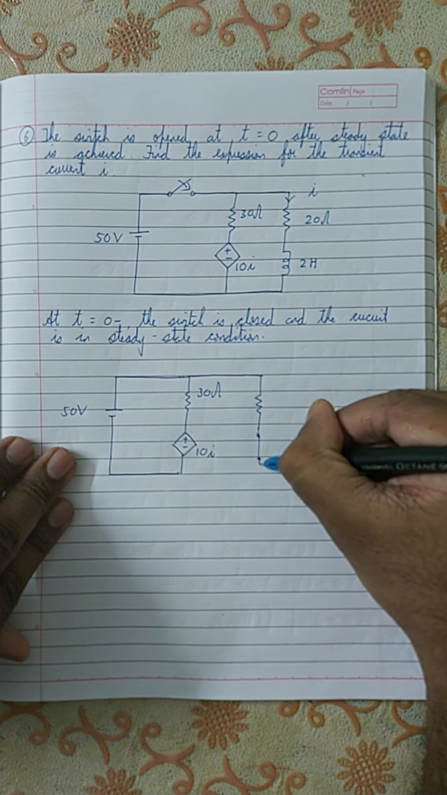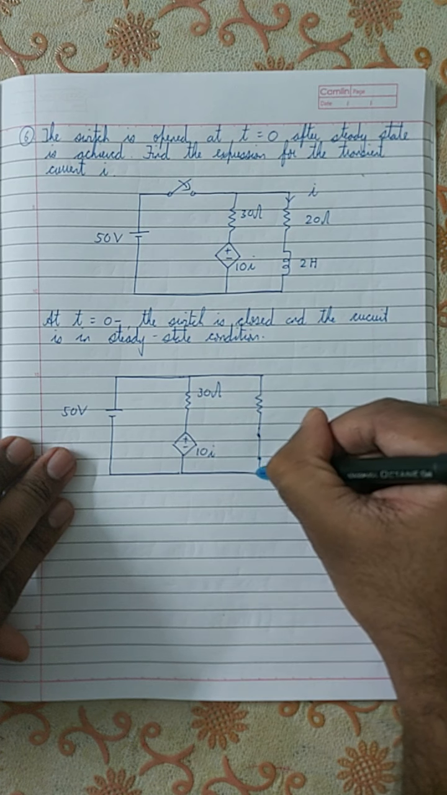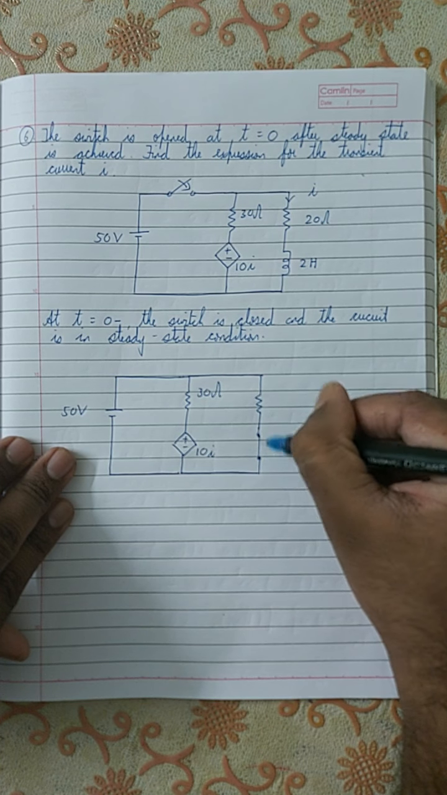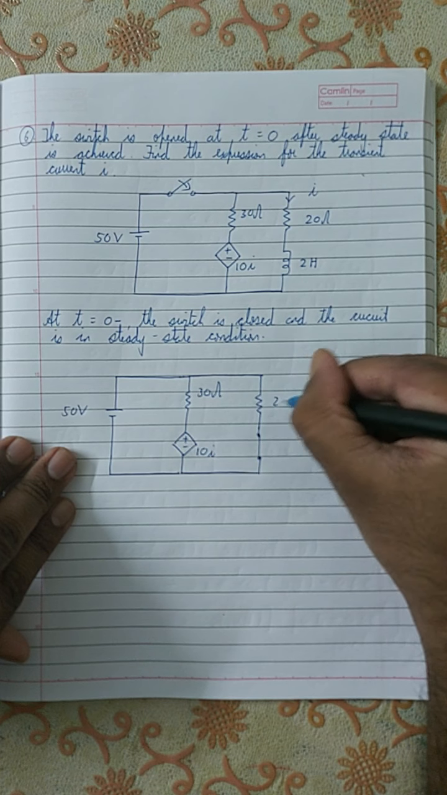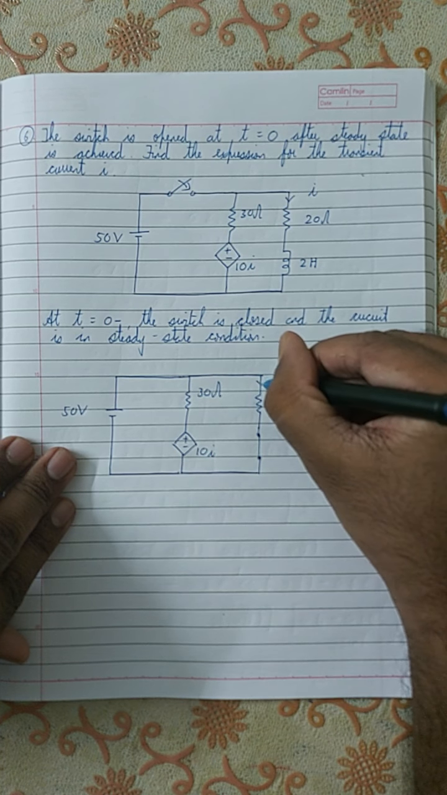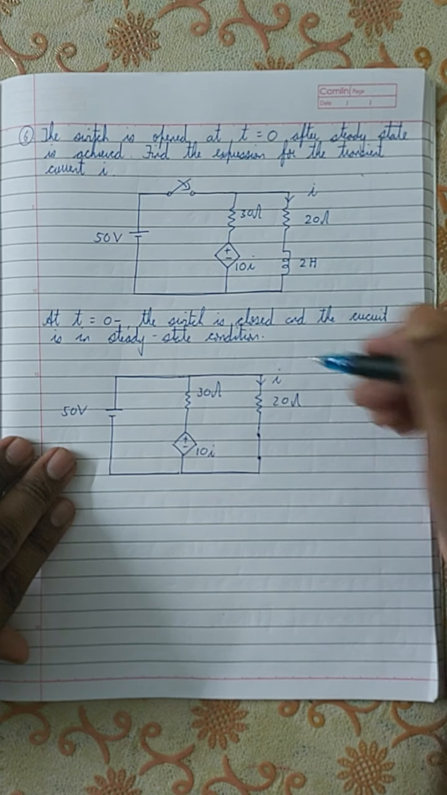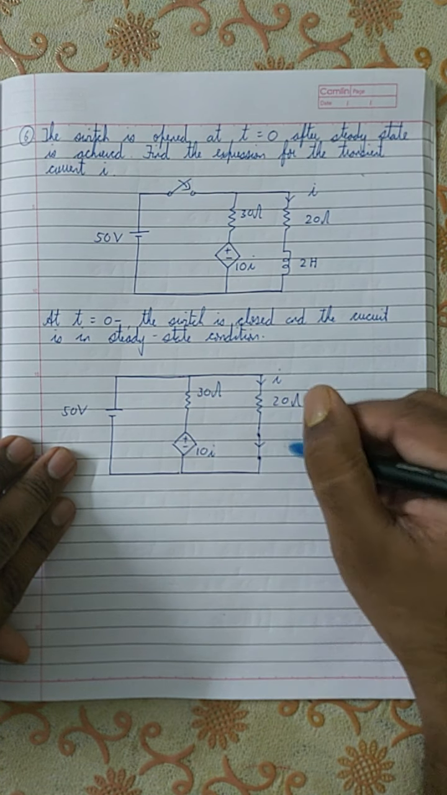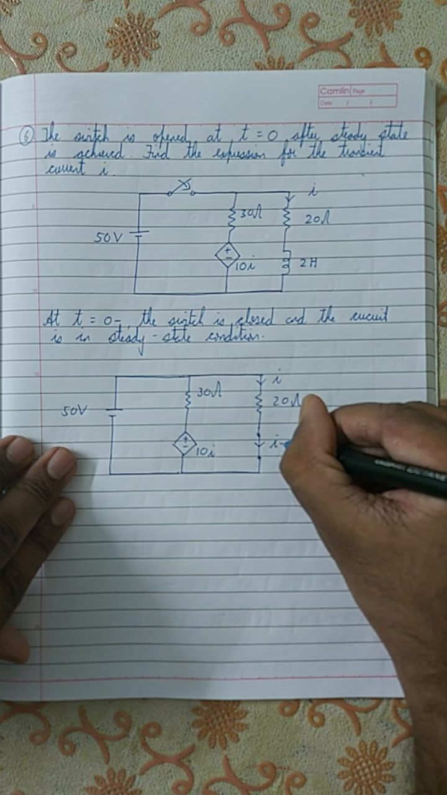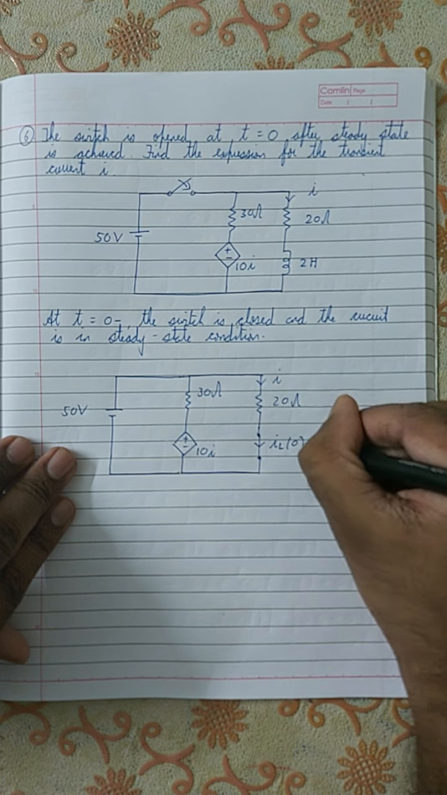The inductor is short. Just draw it like this, so that you will understand. I just put these two dots over here to show there was an inductor, but now it is being shorted. This is 20 ohm and this is current I, the same I over here, and your job is to find the current through the inductor, the initial current. We call this IL of 0.